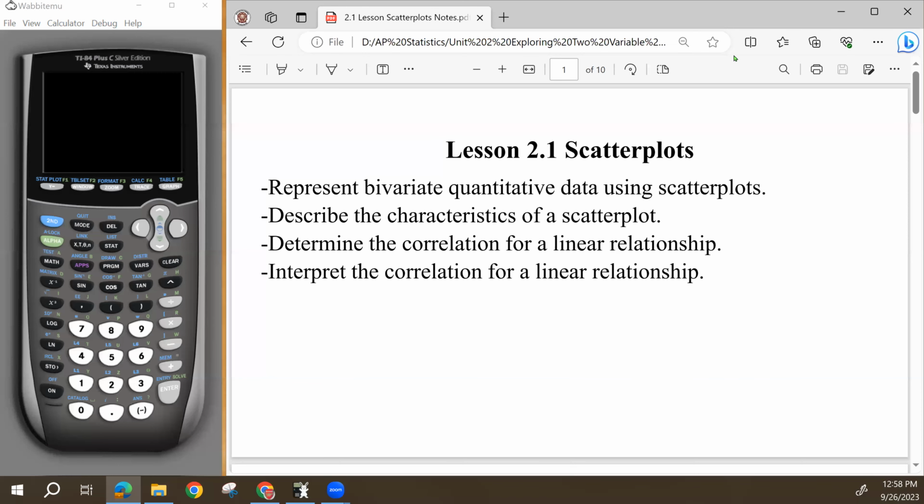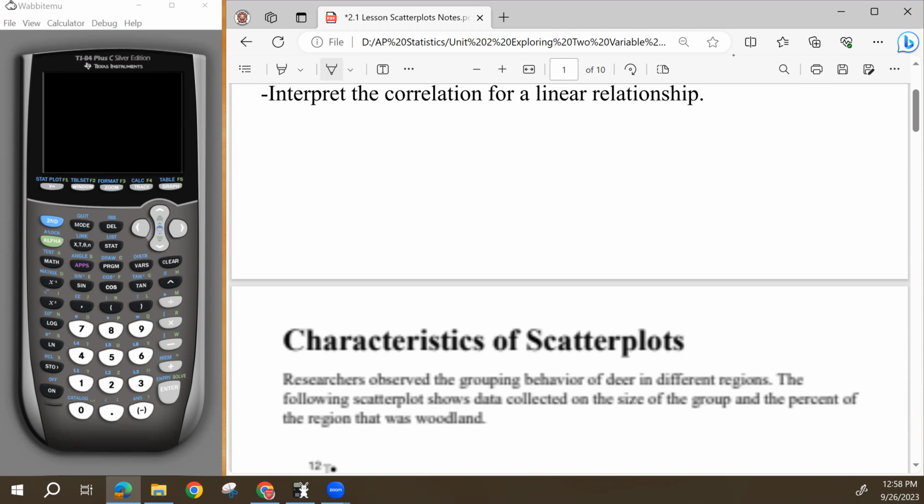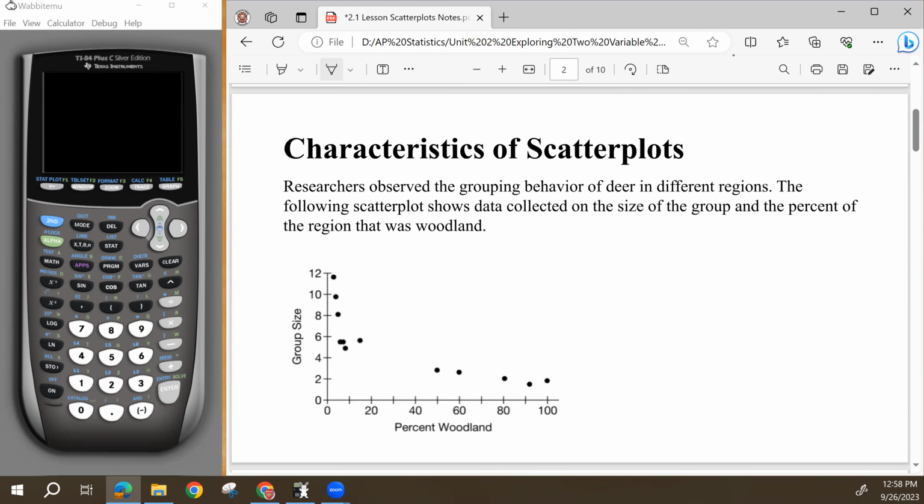Hello, today we are going to move on from talking about one variable data, and we are going to start talking about bivariate data. So two groups of quantitative data that we want to see if there's a relationship between. And hopefully this is something that you have some experience with. When we're comparing two groups of quantitative data, we create scatter plots. And so let's talk about the pieces of this scatter plot.